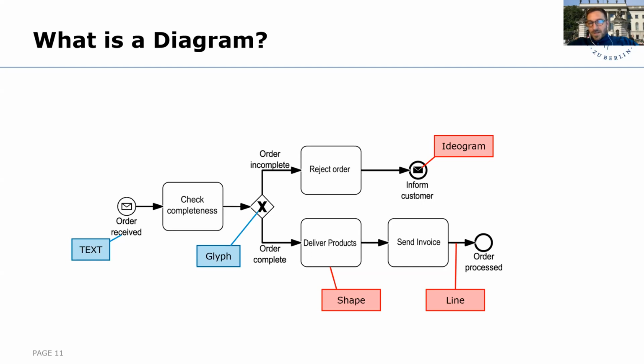And these shapes may actually be surrounding text, like here, like the deliverable product activity, or they may actually have ideograms inside. So this is what you see on the right-hand side at the top with this little envelope. And then you have lines with which you can connect these elements. As we will see in a moment, one of the key things that is beneficial regarding diagrams is that this visual representation of the information provides all kinds of benefits. And actually a lot of research has been done on all the different concerns that may have an impact on how well diagrams can be read and understood.